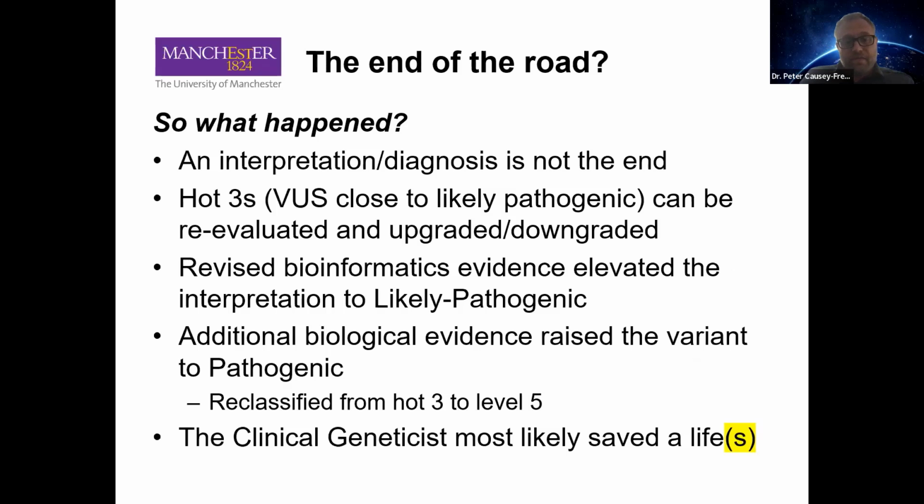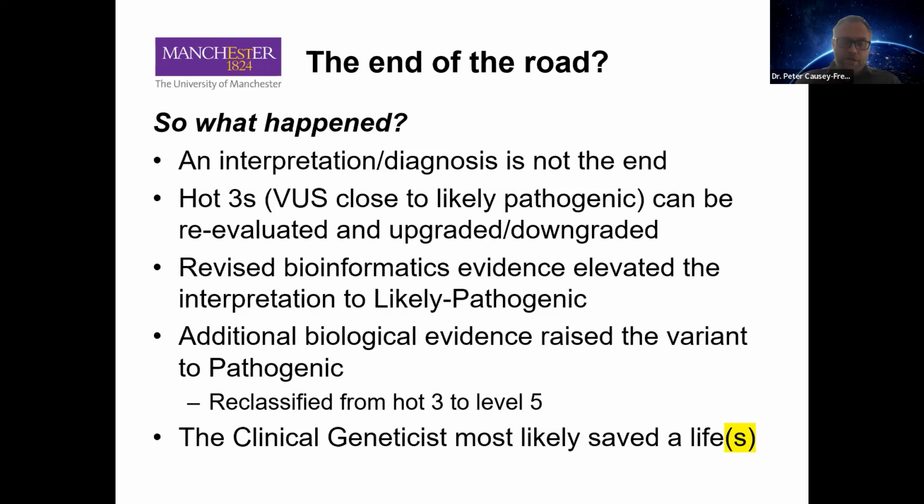So the bioinformatics evidence on its own is not particularly strong. We know that it doesn't score very highly, but the clinician managed to do a lot more work thinking about this other transcript, thinking about this variant, and got a lot more biological evidence. And the variant was eventually raised to being pathogenic, reclassified from a hot 3 to a level 5.